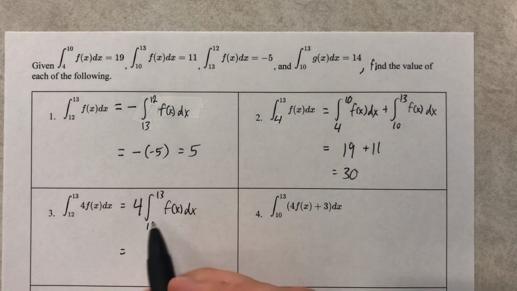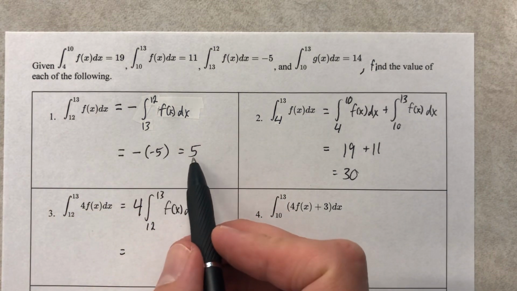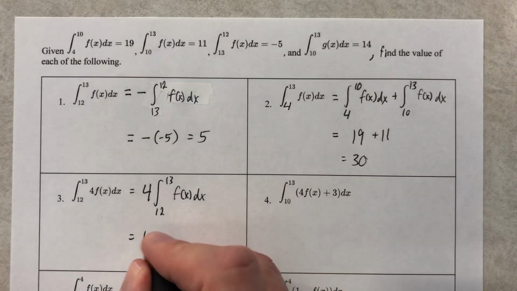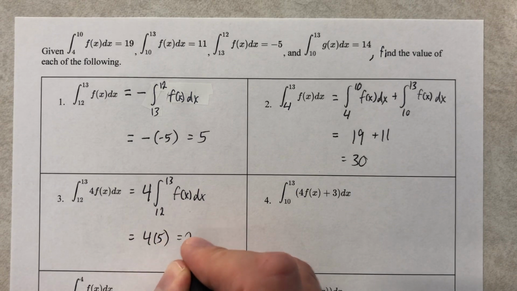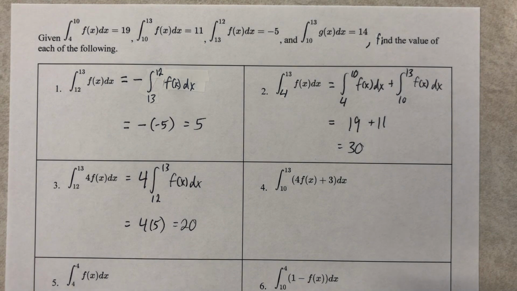So I know the area from 12 to 13. We actually just found it a minute ago, and it was 5. It was the opposite of this one. So it's 4 times 5, which of course is 200. I'm kidding, it's 20. Okay, now things get tricky.